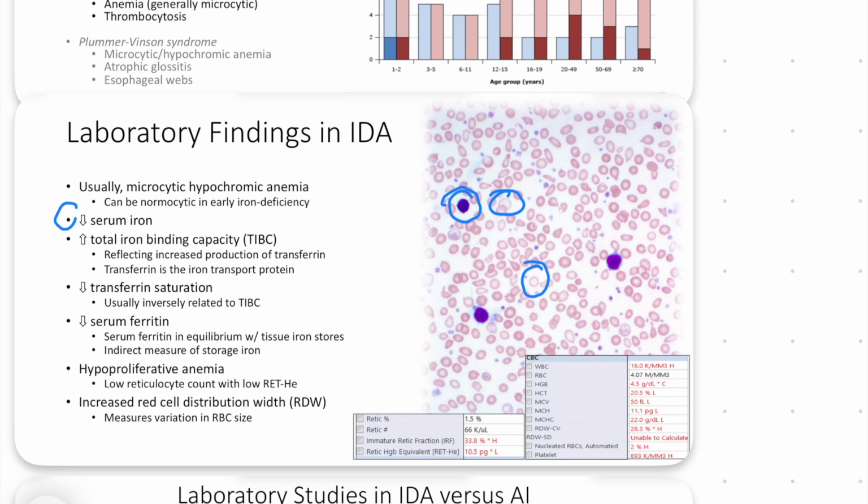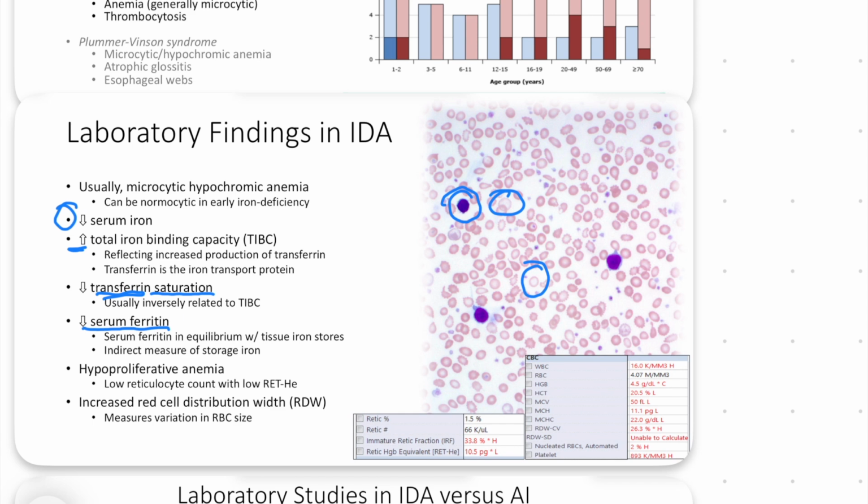But you have a low serum iron, and in order to compensate for low iron, the body is increasing transferrin. So we still have low iron, we have an increase in transferrin, and as a result, we have a decrease in the saturation of transferrin. So we have a high binding capacity for iron, but we simply don't have enough iron. And another key feature of iron deficiency anemia is the low serum ferritin. Ferritin is an indirect measure of the storage of iron.